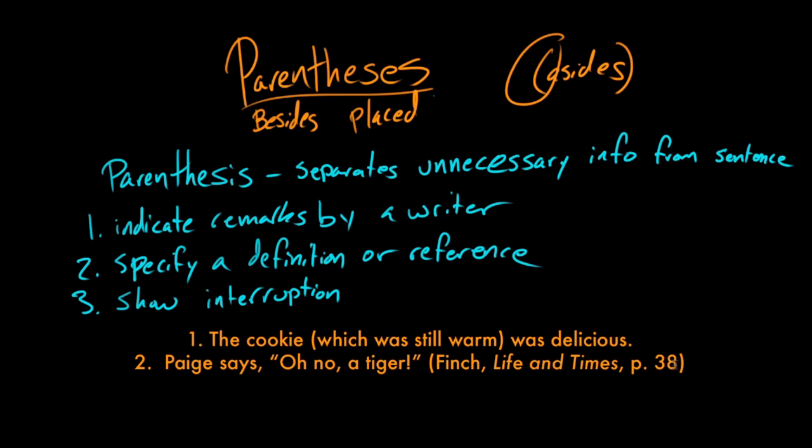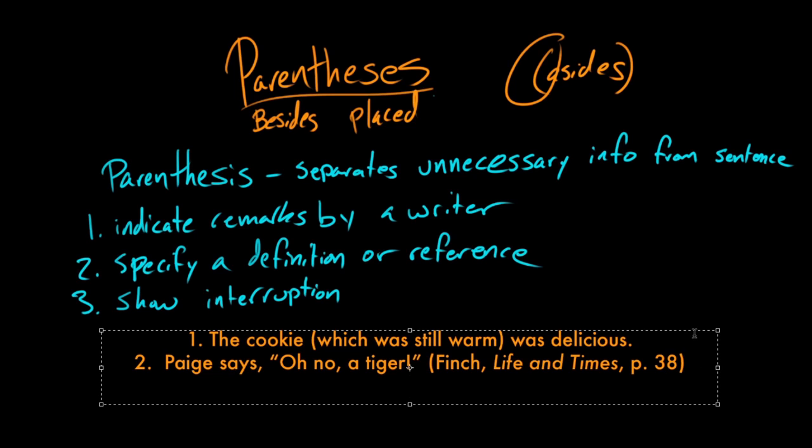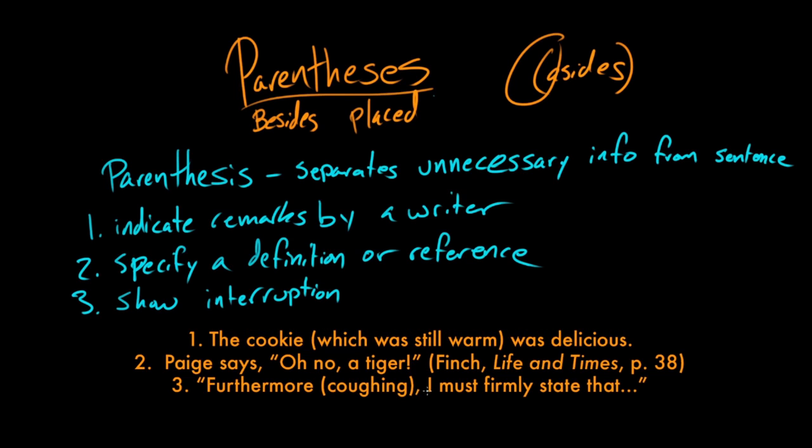So let's say you're taking down a transcript of a speech. You're typing up someone's speech, and they start coughing, and it interrupts the way they're giving the speech. Let's say I was trying to render the sentence, "Furthermore, I must firmly state that." So you can include the coughing right in the sentence when you're writing it down or transcribing it. If we think this is important enough to note, we can just say, coughing happened here.